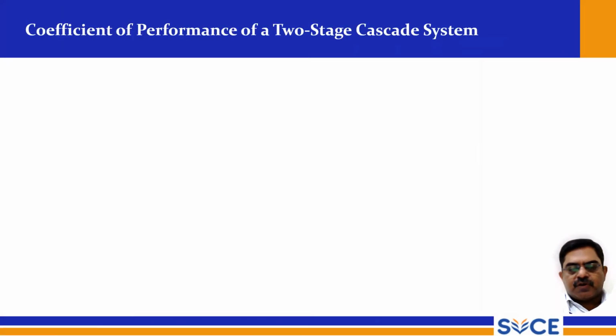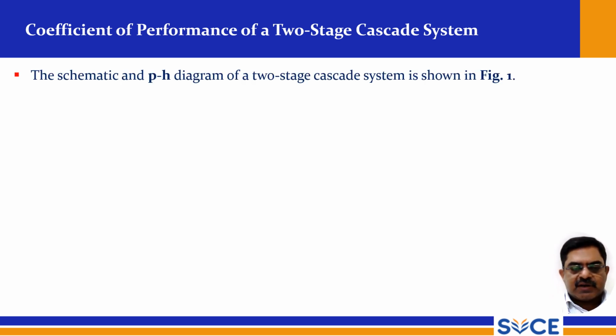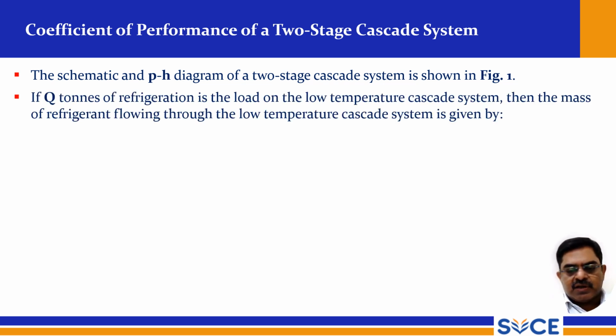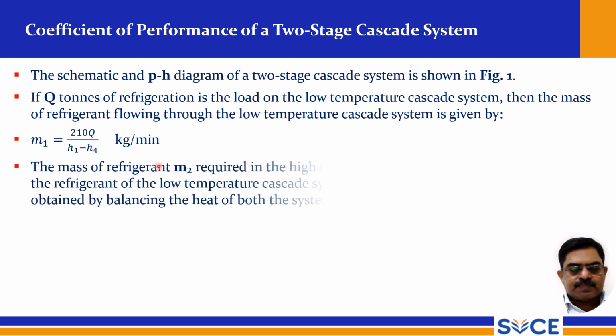Next, the coefficient of performance of a two-stage cascade system. The schematic and pH diagrams of the two-stage cascade system we have already discussed, and from that, Q tons of refrigeration is the load on the low temperature cascade system, where the mass of refrigerant flowing through the low temperature cascade system is given as M1 equal to 210 Q divided by (H1 minus H4) kg per minute.